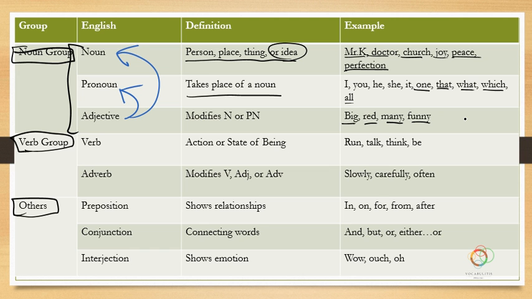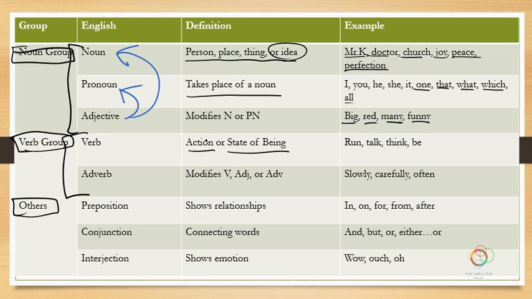All right. So what about the next group? We have the verb group. The verb group is 2 words: verbs and adverbs. We're familiar with verb. A verb is action or state of being. Now, we generally think of the action, but we forget the state of being part. So memorize that. That's all the linking verbs.